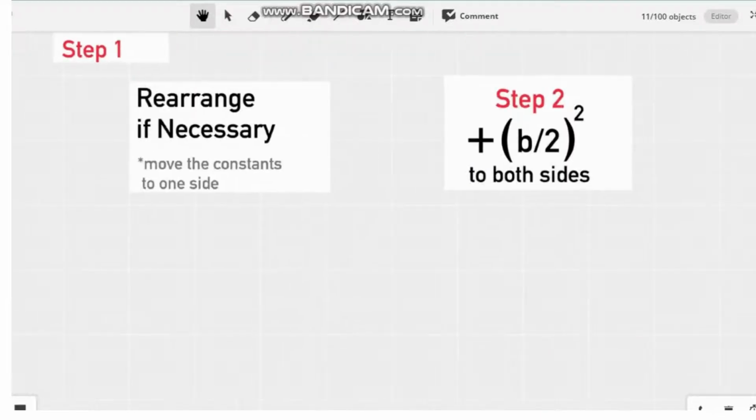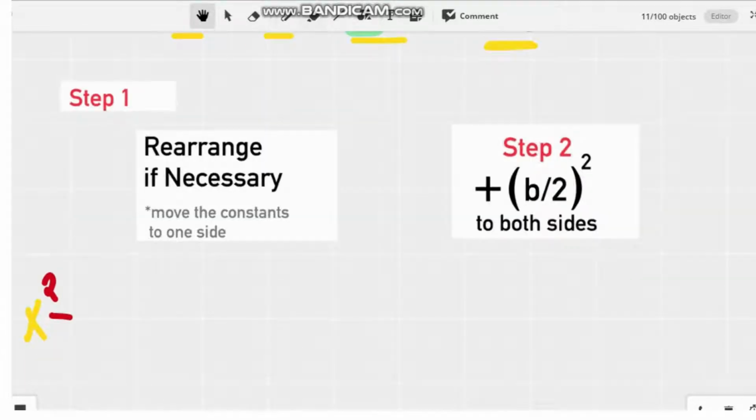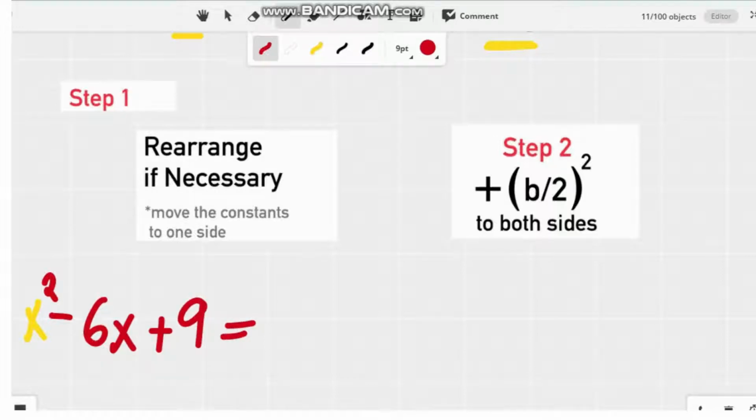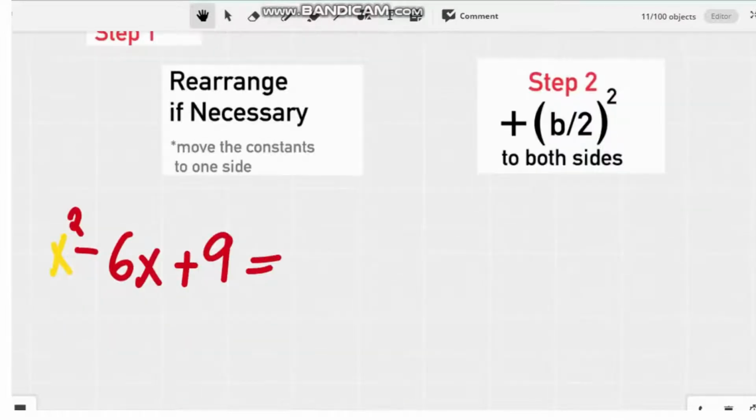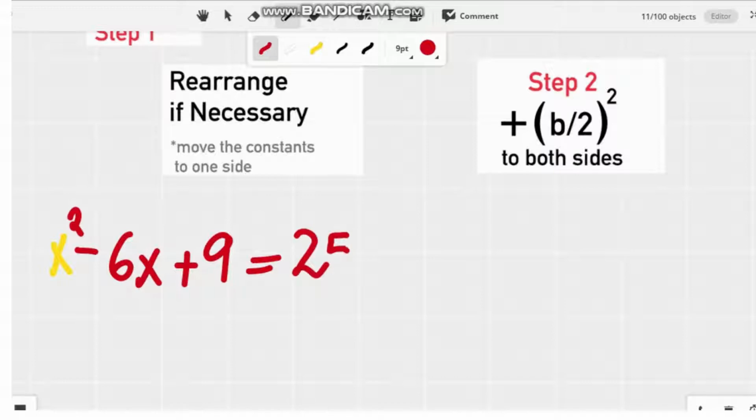I'm going to write the equation first. X square minus 6x plus 9 equals to 25. So first of all I write it as it is. The first step is that you have to move the constant term to the other side if it's mentioned there. Right now in this equation the constant term is 9, so I'm going to move this 9 to the right side with 25.